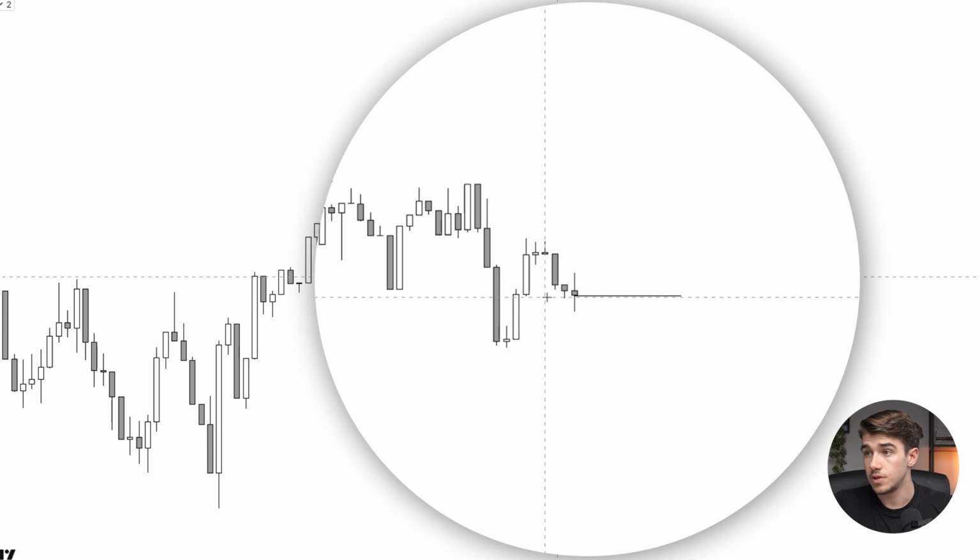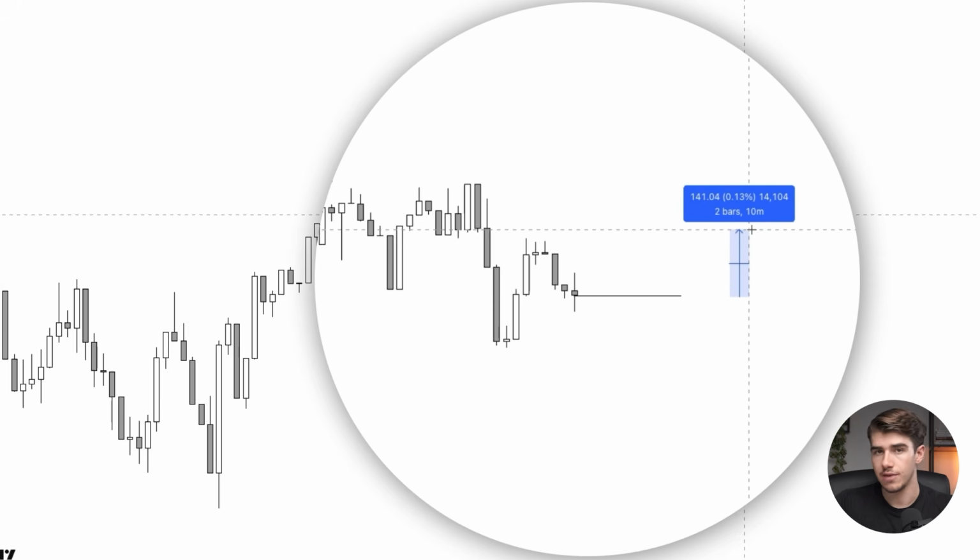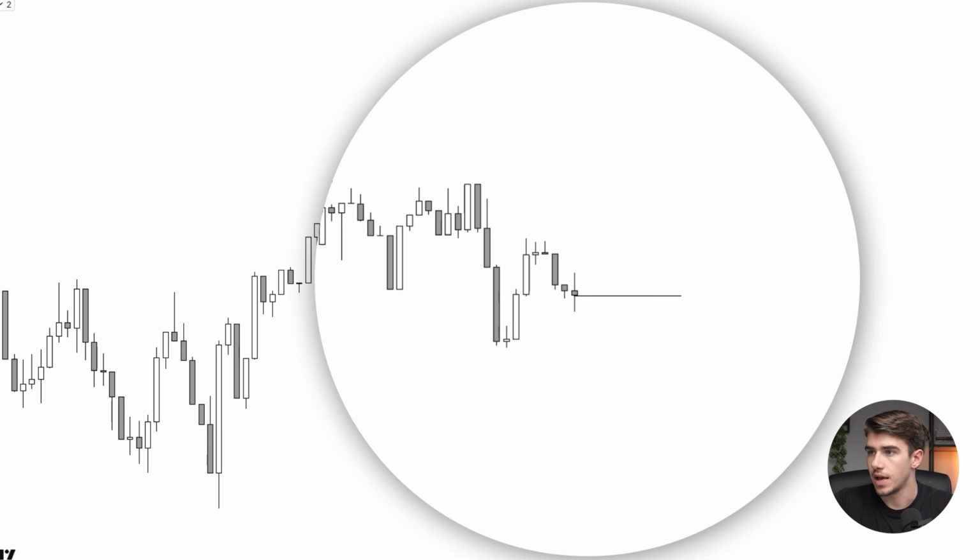The next thing I'm going to do is pay attention to whether the first move of that daily candle is lower or higher. Again, if it goes higher, I am looking for shorts. If it goes lower, I'm looking for longs. So let's play it out here a little bit and see exactly what happens.